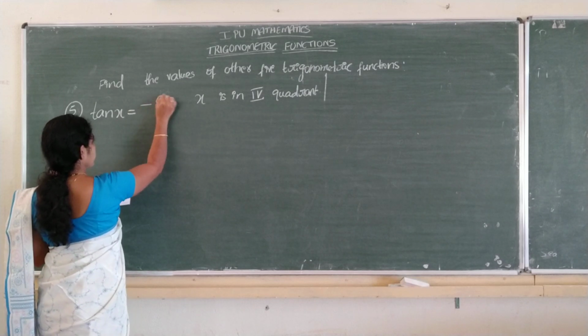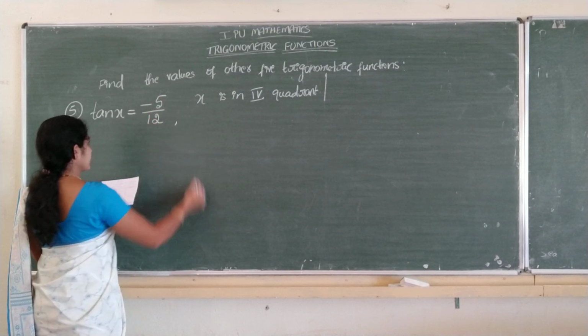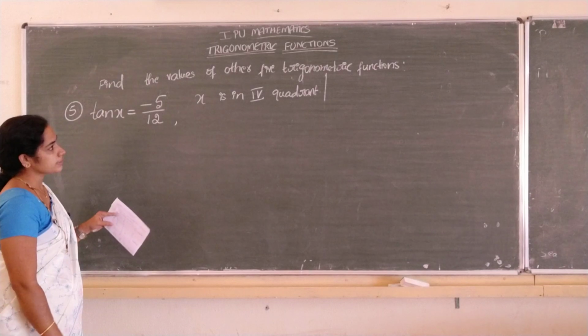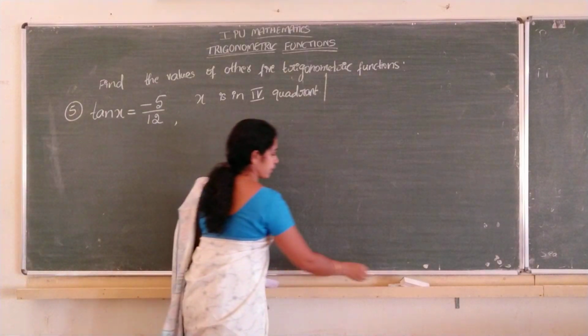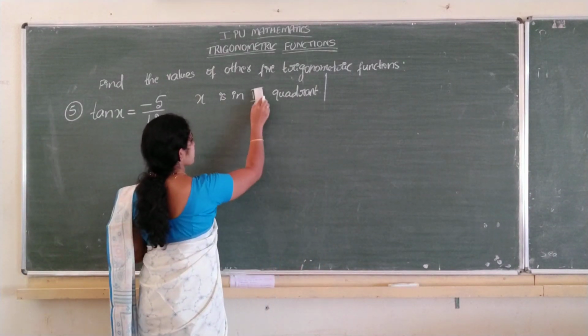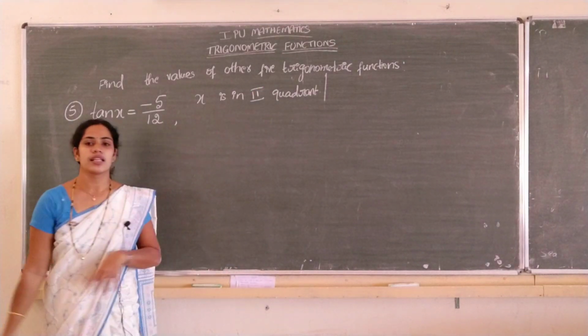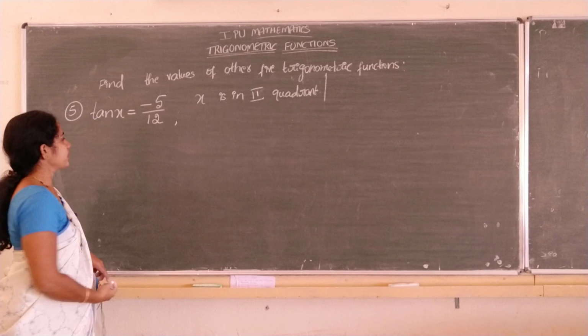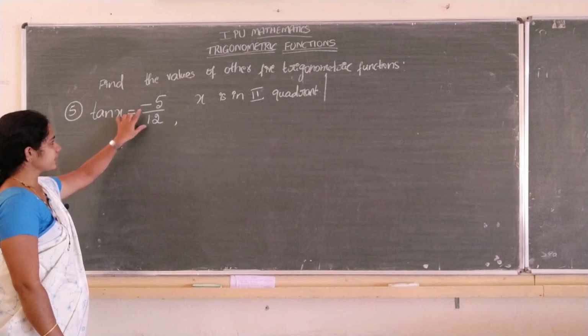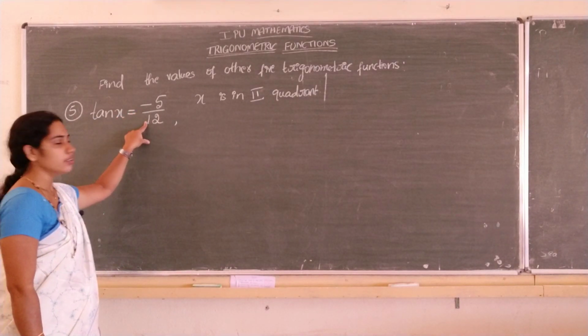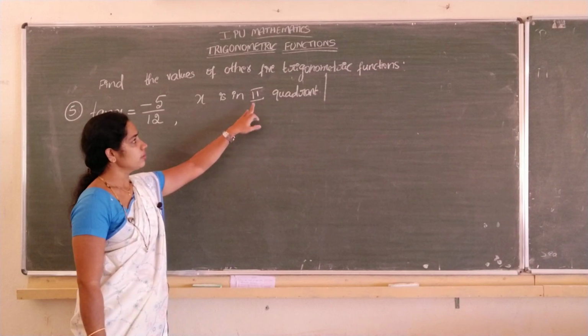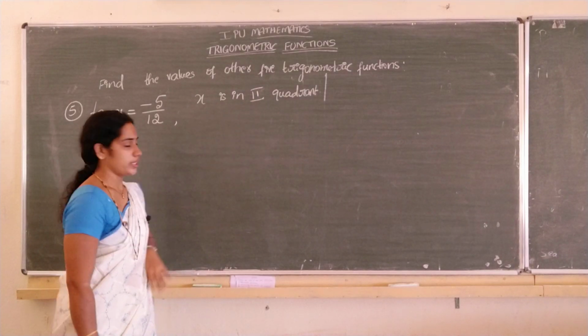Tan x is equal to minus 5 by 12. X lies in the second quadrant. Tan x equal to minus 5 by 12. X is in the second quadrant.